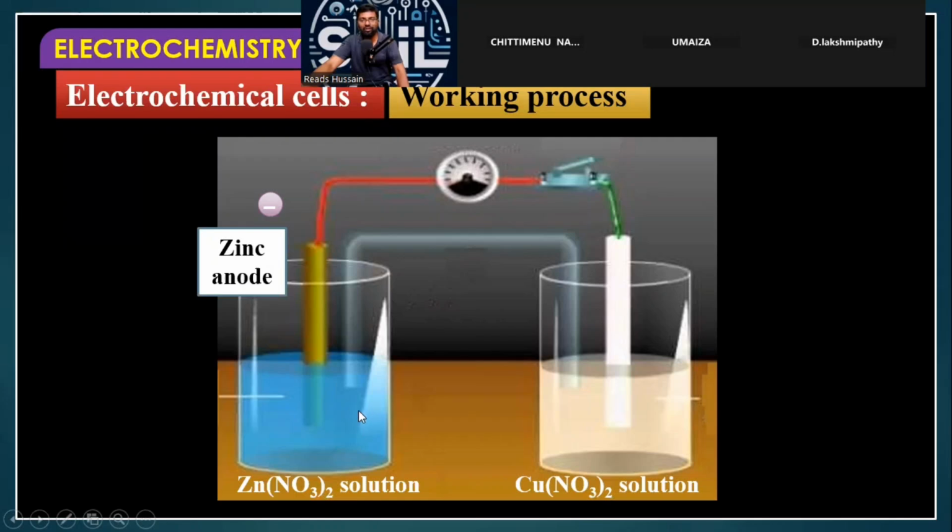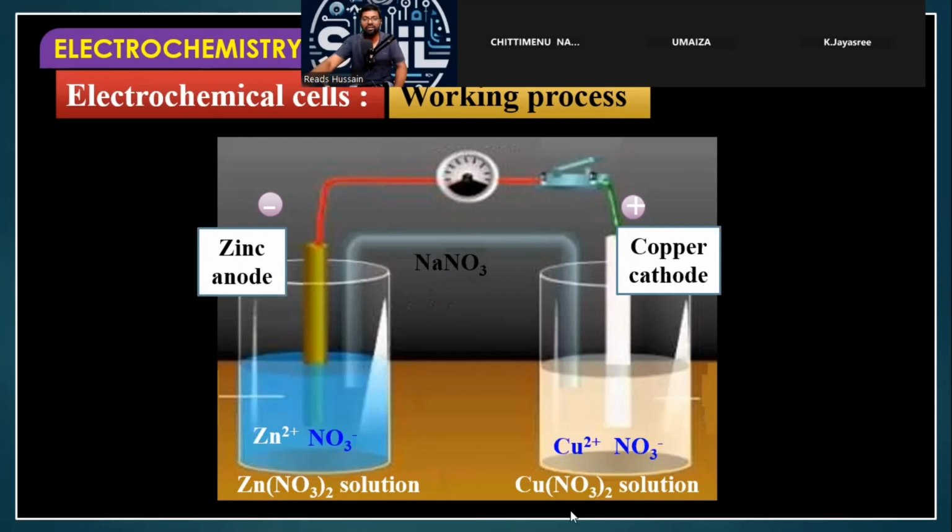This is zinc salt solution, and this is zinc rod, and it is negatively charged. Minus is mentioned. Why minus? Zinc is losing 2 electrons, so those 2 electrons move through this external wire. So this part will have more negative charge. So the zinc electrode is marked with the negative charge. The copper cathode is positively charged due to the accumulation of copper ions over the metal surface.